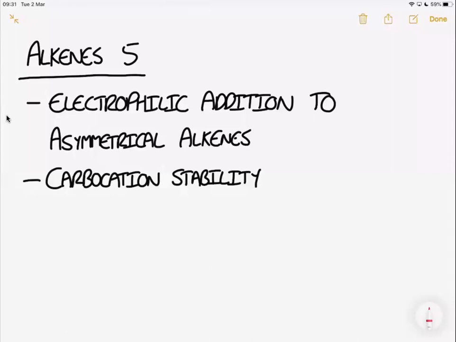So the theme of this lesson is that it further explores the electrophilic addition mechanism, but specifically with reference to what we call asymmetrical or unsymmetrical alkenes. I'll explain what that means a little bit after the starter questions. It also looks at the relative stabilities of carbocations. That's a word we've already seen, but we haven't really done any comparison in terms of stability, and that's something that we need to do in this lesson.